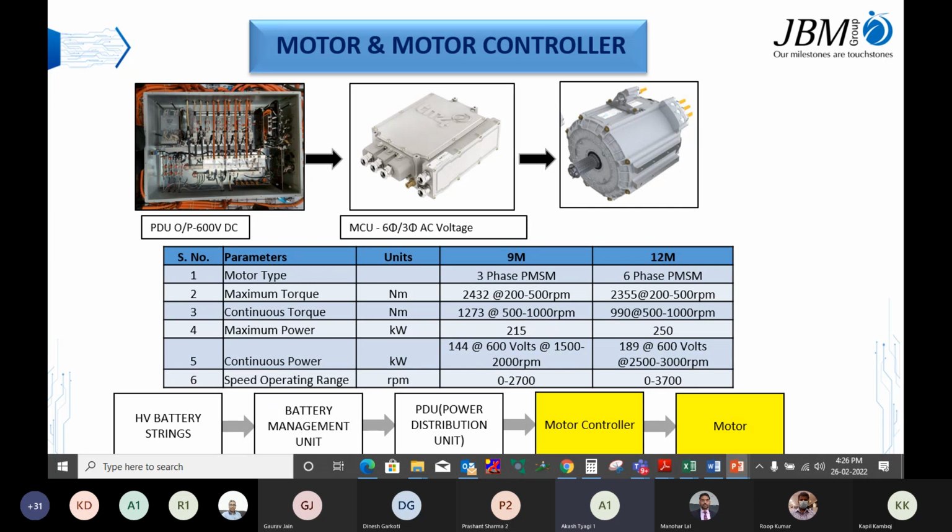The speed operating range of 9 meter variant is 0 to 2700 RPM, and for 12 meter variants it is 0 to 3700. So we are achieving the desired speed using the gear ratios that we are using in both the motors. The gear ratio for 9 meter model is 5.57 in BMTC and in Jhansi vehicle, and in 12 meter variants it's 9.05. So this is just the basic data about the motors. If anyone has doubts, we can discuss after the meeting is over. Thank you.